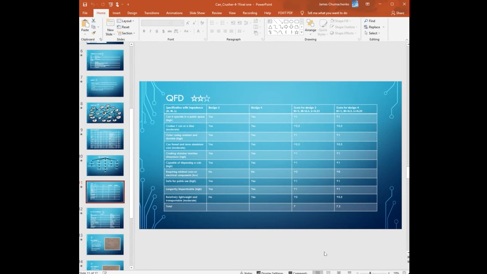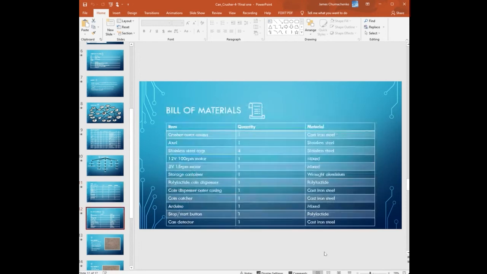As we can see, the scores ended up totaling to 7 and 7.5, so it cut very thin, and obviously it wasn't going to be a 10. There was going to be some things that we had to improve on from there, so the design did actually change slightly after having done our QFD, and that'll take me into the next thing, the bill of materials.